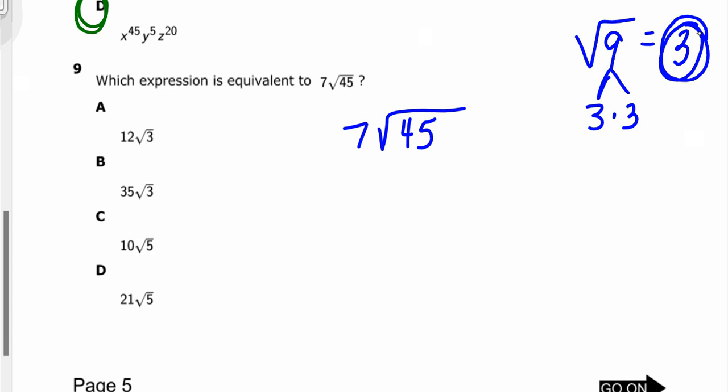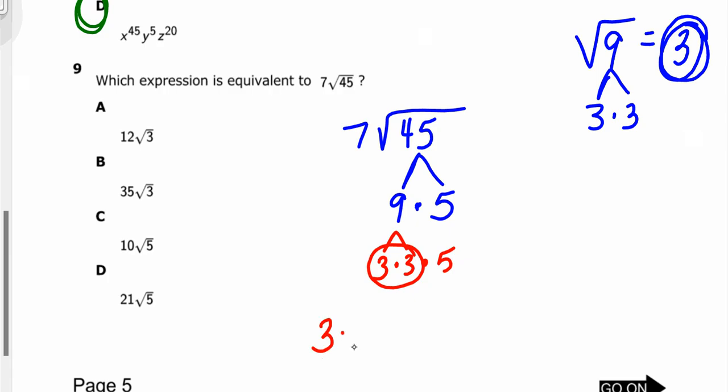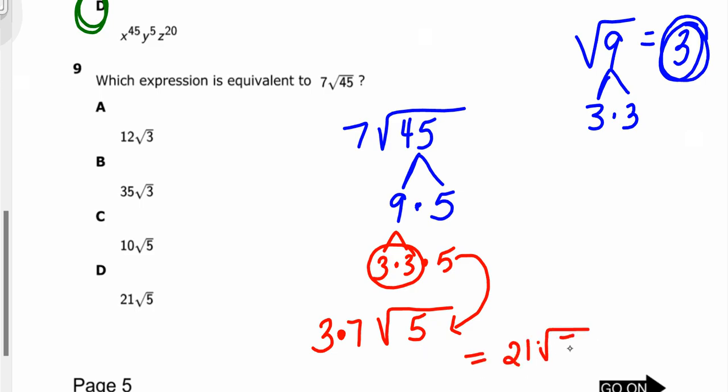We're going to kind of do the same thing here. So 45, if I break it down into factors, I know that's 9 times 5. I'm looking for squares. So I know that the square root of 9 is 3. So I can take out a 3. I'm taking out that 3 because that's my square. I take out the squares. I multiply it by the 7 that was already there. And I don't want to forget that I still have 5 on the inside. So my final answer is 21 square root of 5.